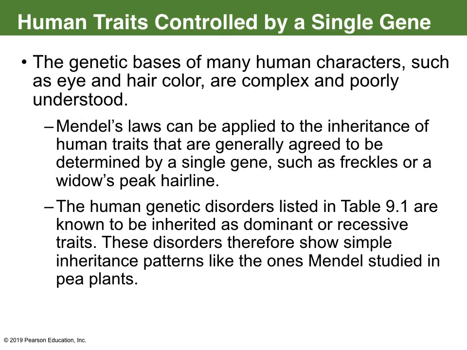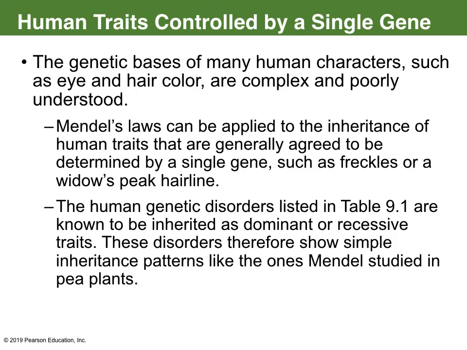Now, the genetic basis of many human characters, like eye and hair color, aren't really understood as well because they're complicated. You don't have two options, one clearly dominant, one clearly recessive. So Mendel's laws can be applied to the inheritance of human traits that are generally agreed to be determined by a single gene, like freckles or the widow's peak, pointed hairline. Right? We generally accept that there are two possibilities, and it's only one gene that determines this.